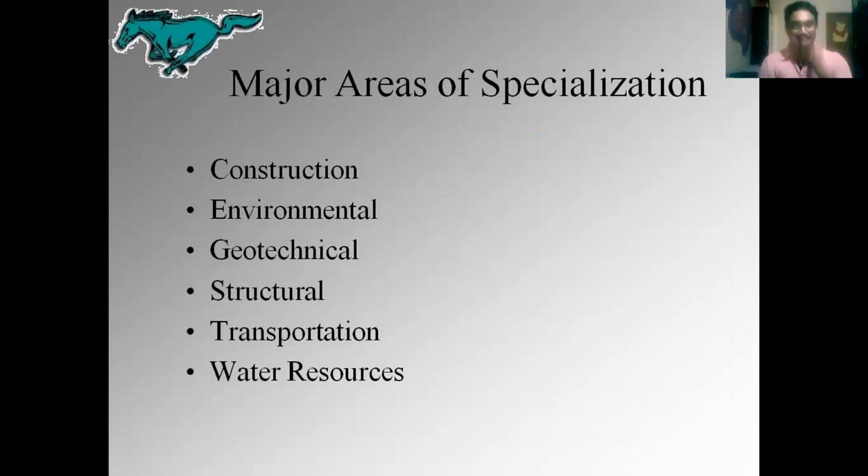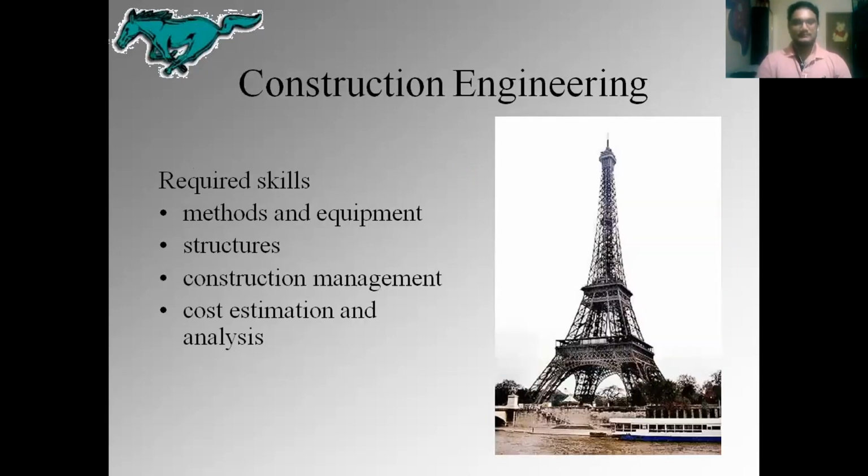And coming to the major areas of specialization. These are the major areas. Apart from this, there are plenty of specializations in civil engineering. I can say the only engineering which has n number of specializations is civil engineering, right? So let me show you one by one. Construction is a specialization of civil engineering. Environmental, we deal with environmental aspects. Geotechnical, structural, transportation, and water resources, right? Coming to each individual specialization.